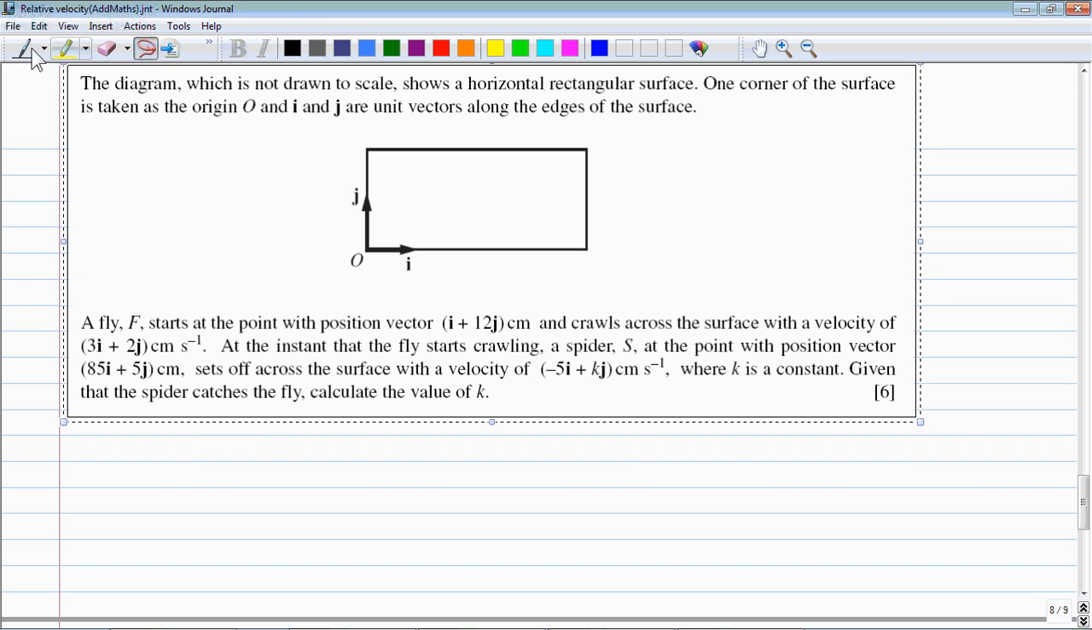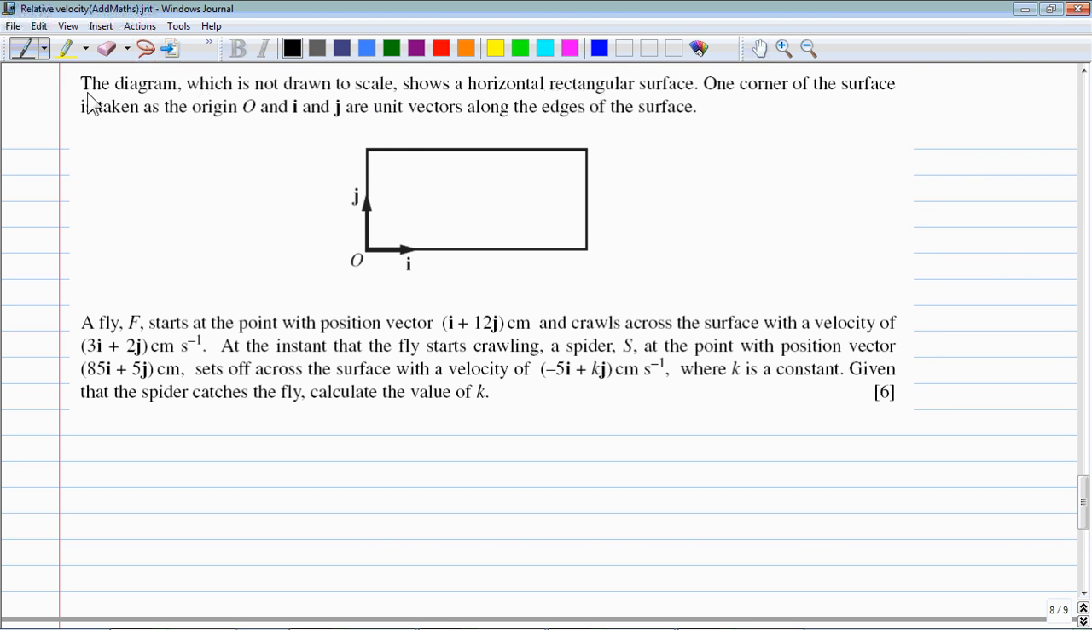There's a lot of information here. We've got the diagram showing a horizontal rectangular surface. One corner of the surface is taken as the origin, with i and j unit vectors along the edges. A fly starts at a certain point, (1, 12), and crawls across the surface with a velocity of (3, 2), so 3i + 2j. At the instant the fly starts crawling, and this is important because it means the time is the same, the spider, with a different position vector, sets off across the surface with a different velocity, and here k is not known.